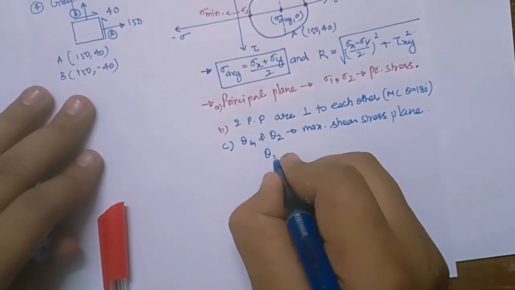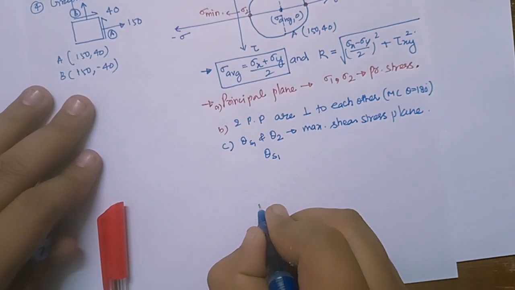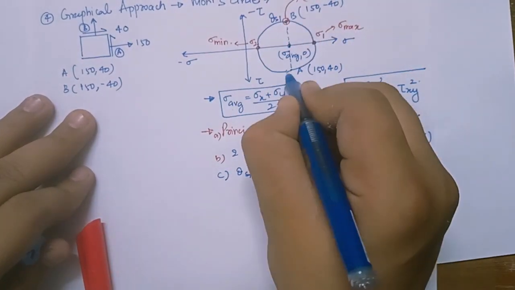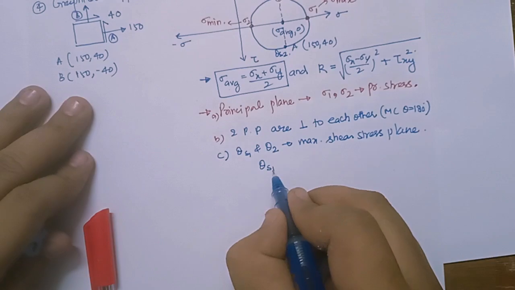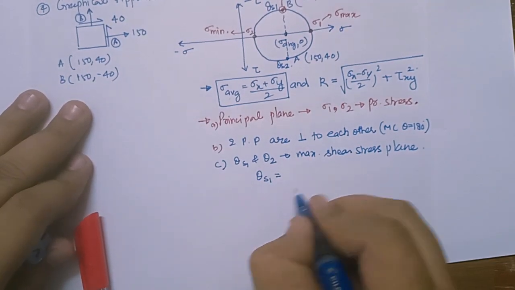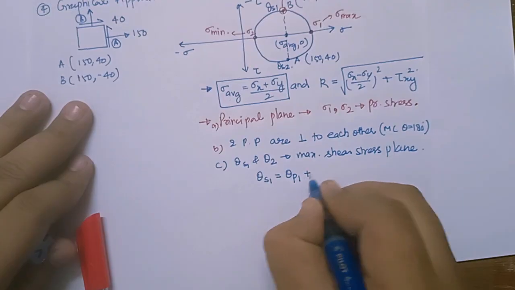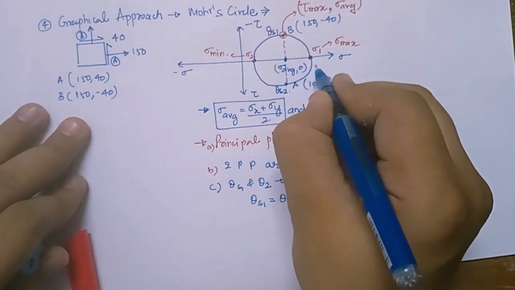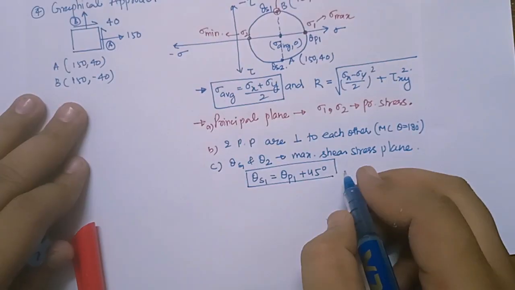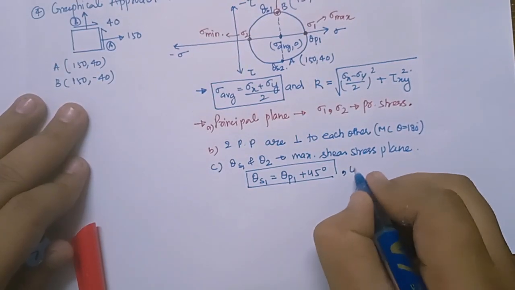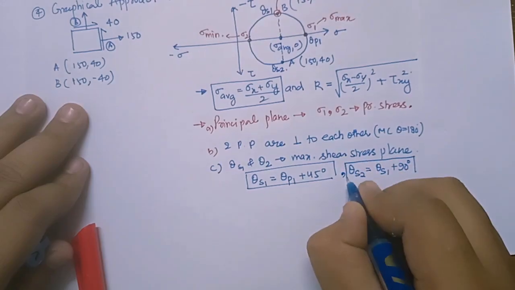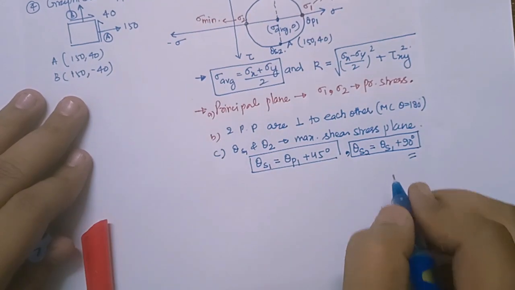If I talk about the shear plane, this is theta S1, shear plane 1, and this is theta S2, right? So theta S1 is what? Theta P1 plus 45, right? Because this is theta P1 for us. So theta S1 is something like this, and similarly theta S2 will be theta S1 plus 90 degrees. Clear?